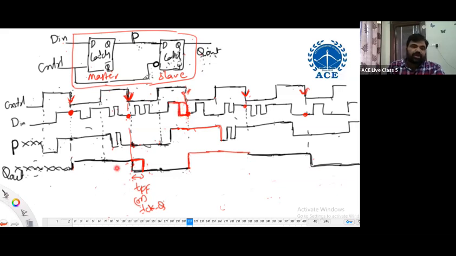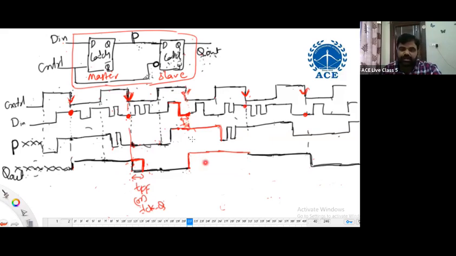So it must be available sometime before the clock edge occurrence only. Then only the master can propagate the change, then the slave will be following. So how much time is it expected to be available? The minimum time required is called setup time.